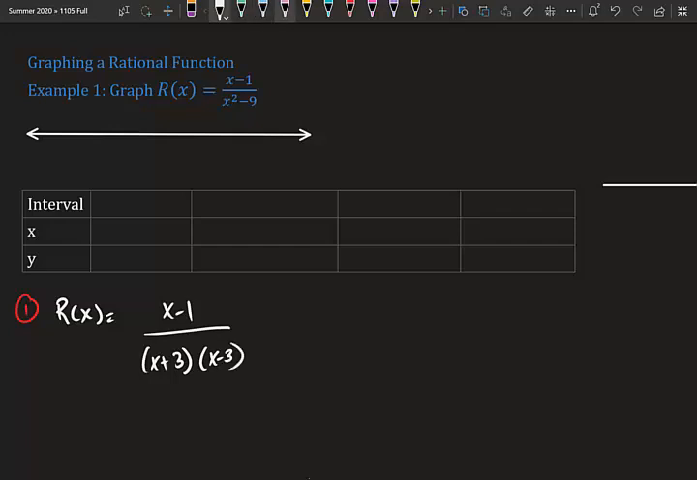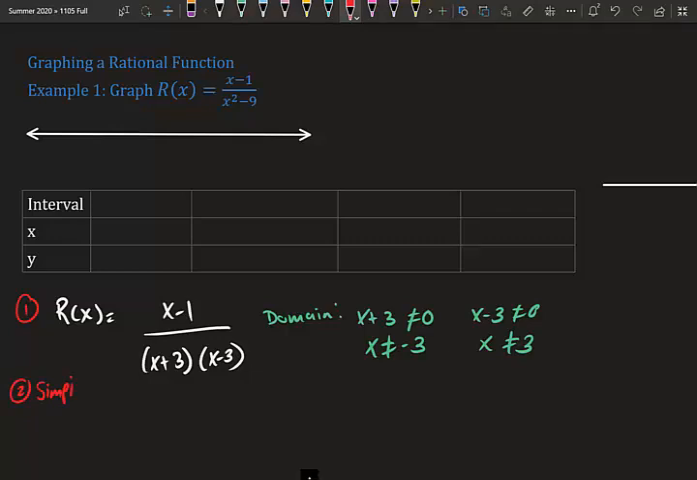Now we're going to find the domain. So the domain, remember, its bottom cannot be 0. So we have x plus 3 cannot be 0. And x minus 3 cannot be 0. So we have x cannot be negative 3. And x cannot be 3. So we can write that in set notation if you want, interval notation. But for math purposes, we kind of just keep it this way because that's all we need to reference back to it. Our second step is to simplify if you can.